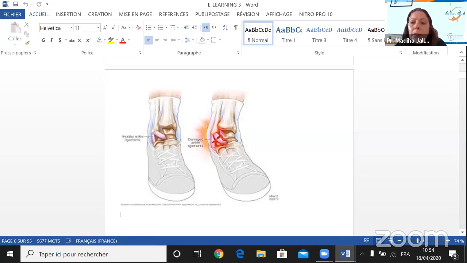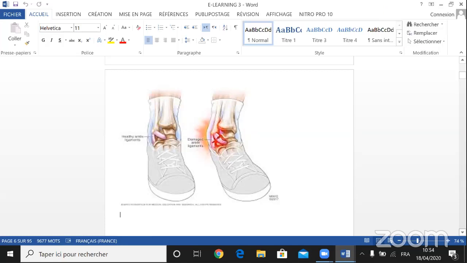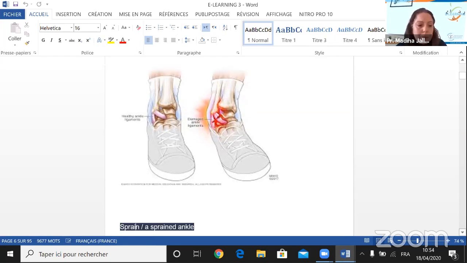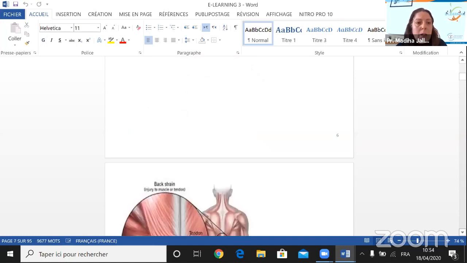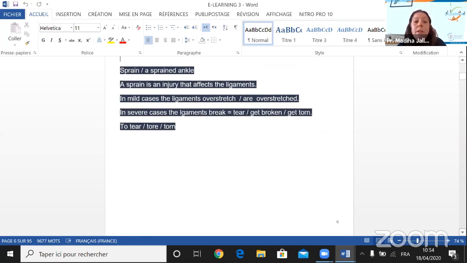So what is the problem here? Can you say what the problem is? It's a sprain. Good. A sprain, or sprained ankle. A sprain is an injury that affects the ligaments only. In mild cases, the ligaments are overstretched, but in severe cases, the ligaments break or tear, or get broken or get torn. So you have mild cases and severe cases. In mild cases, it just overstretches. In severe cases, they can tear.